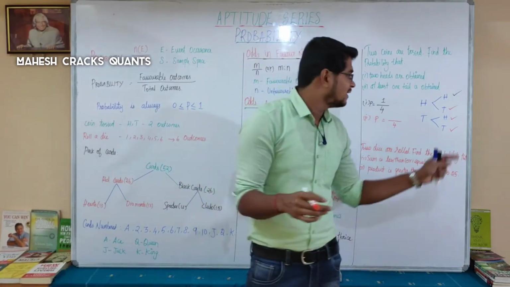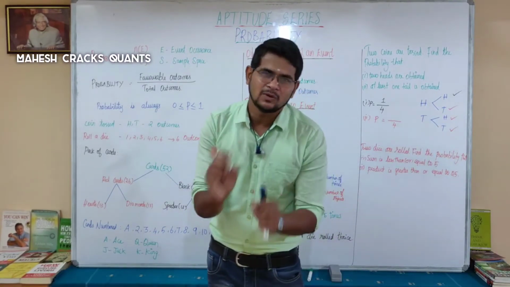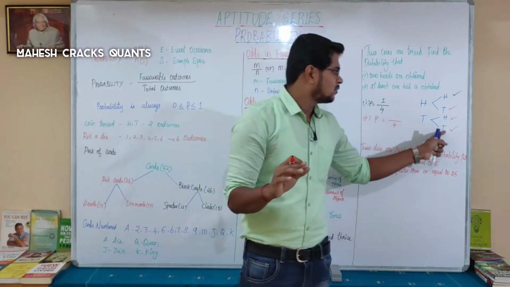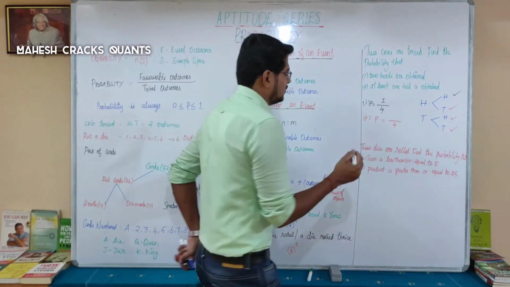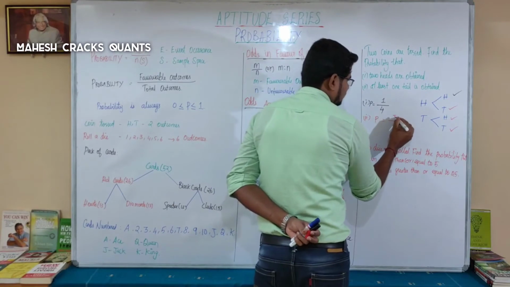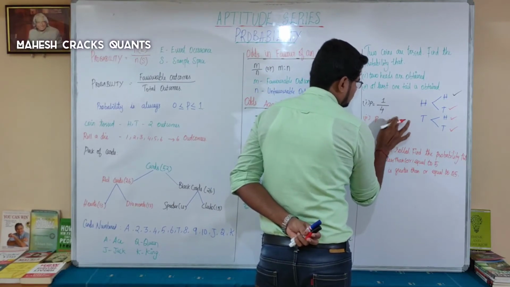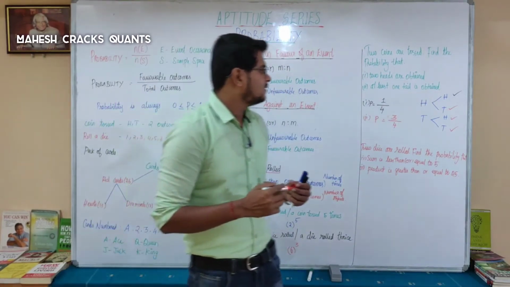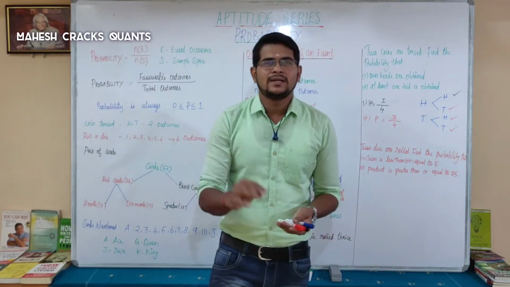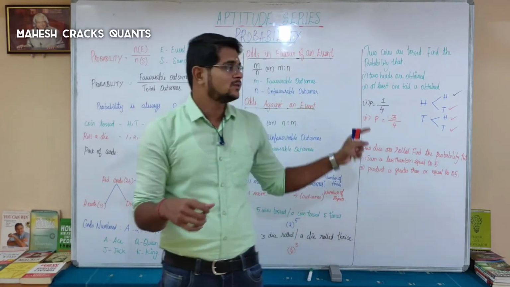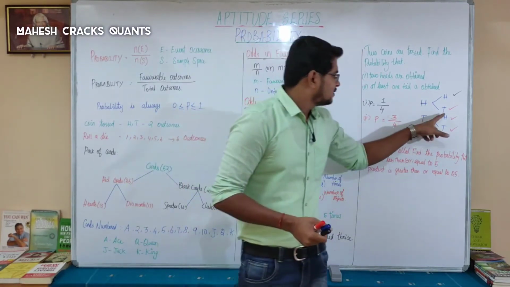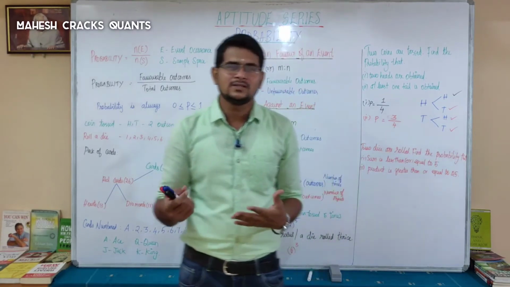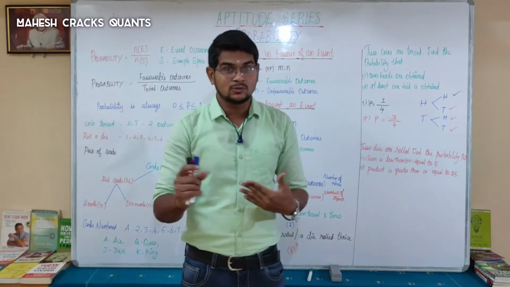Because at least one tail means you should have a minimum of one tail, and maximum as many tails as you can have. So totally 3 outcomes you have. 3 chances are your favorable outcomes. So 3 by 4 is your answer. The probability of getting at least one tail by tossing 2 coins is 3 by 4, because one tail, one tail, and then 2 tails. 2 tails also comes under at least one tail.